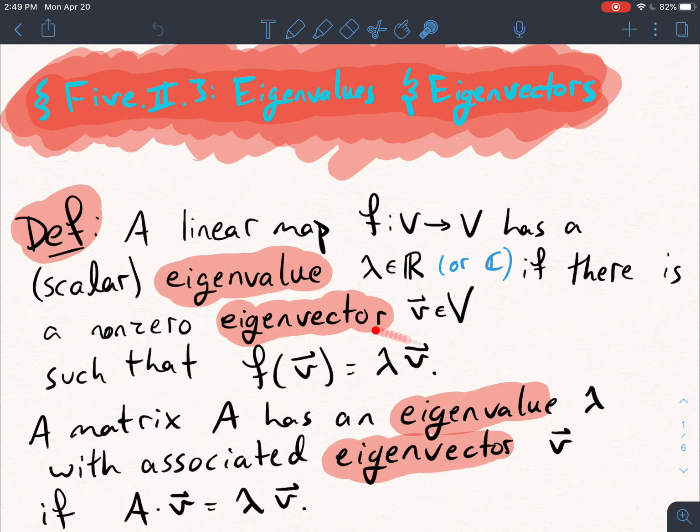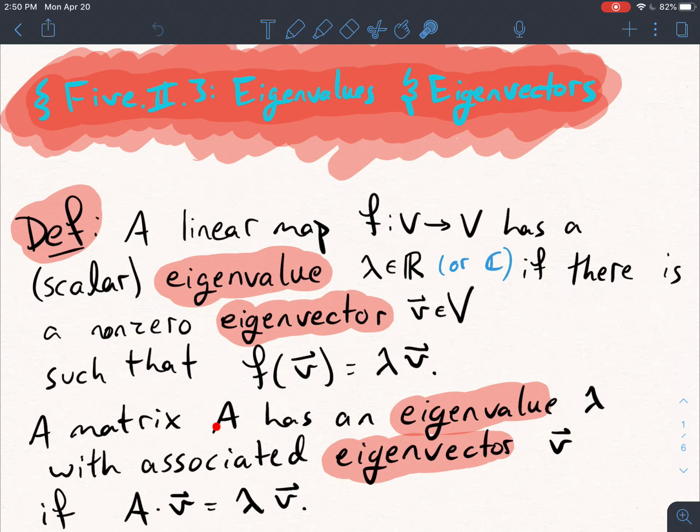Anyway, a map has an eigenvalue, which is a constant, if there is a non-zero eigenvector v in the vector space, such that f of v is equal to lambda v. A vector v satisfying this condition is what it means to be an eigenvector. So f of v equals lambda v. That's what it means to be an eigenvector with associated eigenvalue lambda.